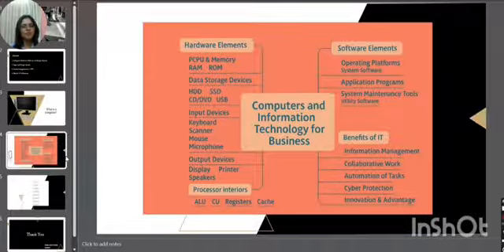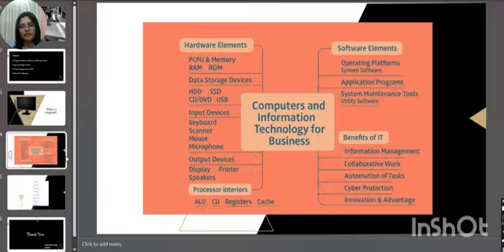Then application programs. These are the software we use for specific tasks, like word processors or accounting software. And then we have system maintenance tools, which are also known as utility software. They help us maintain and protect the system, such as antivirus programs or disk cleaners.